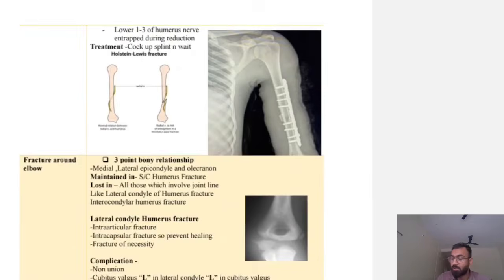Next is Holstein-Lewis fracture. Holstein-Lewis fracture is a lower one third humerus fracture. Many a times if you are doing closed reduction, there could be a chance the nerve gets entrapped inside it. So this is known as Holstein-Lewis.